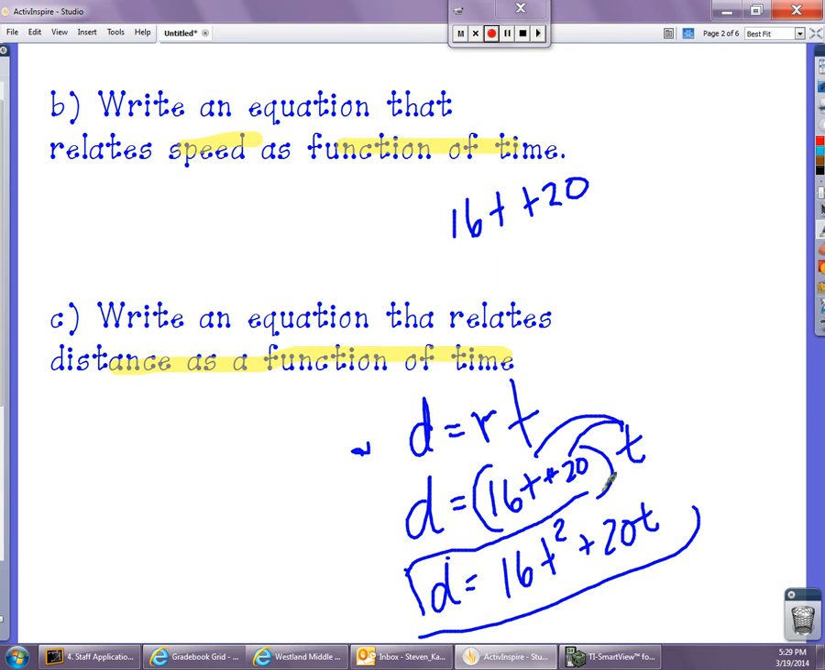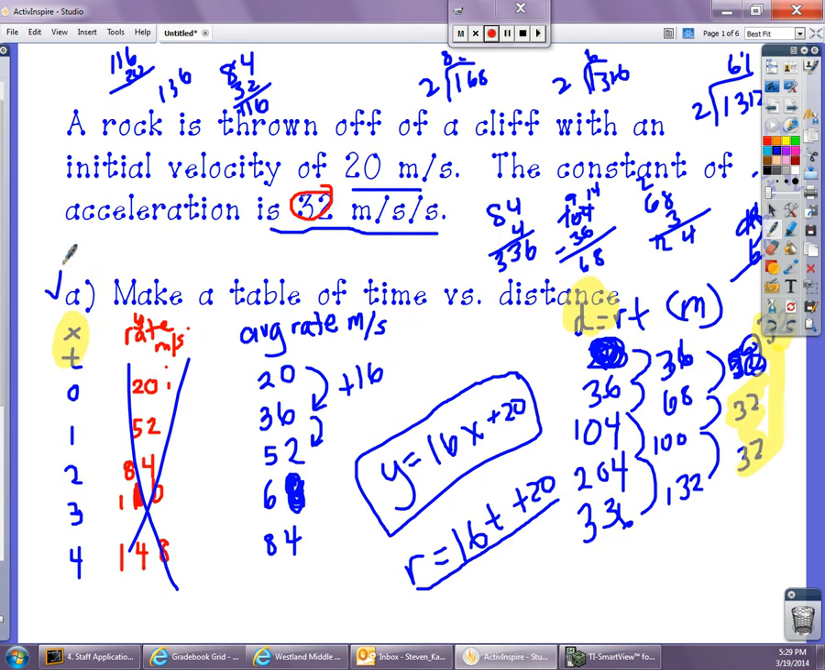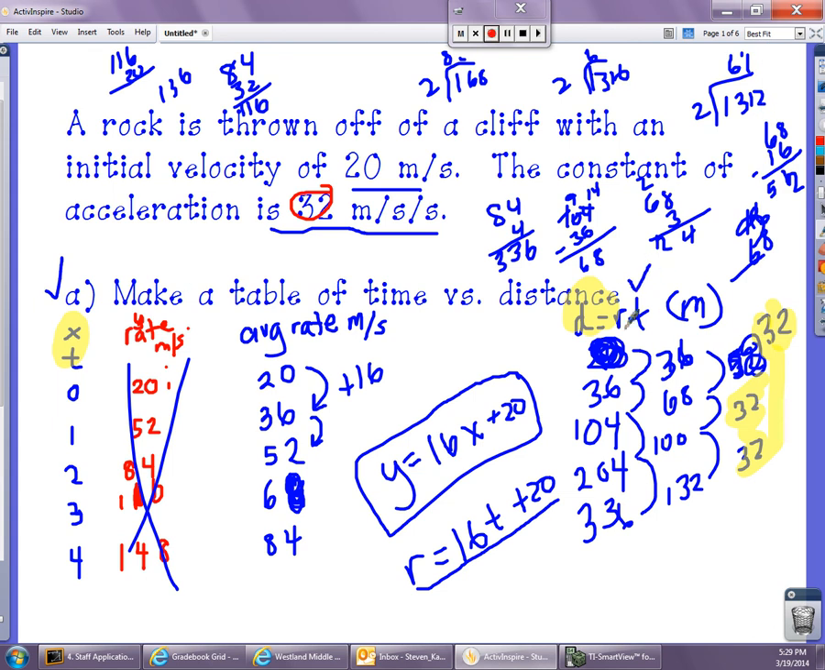This would be the same exact equation that you would have gotten if you took these as your L1s in your calculator and these as your L2s and found the quad reg, or the quadratic function that would fit this x to this y.